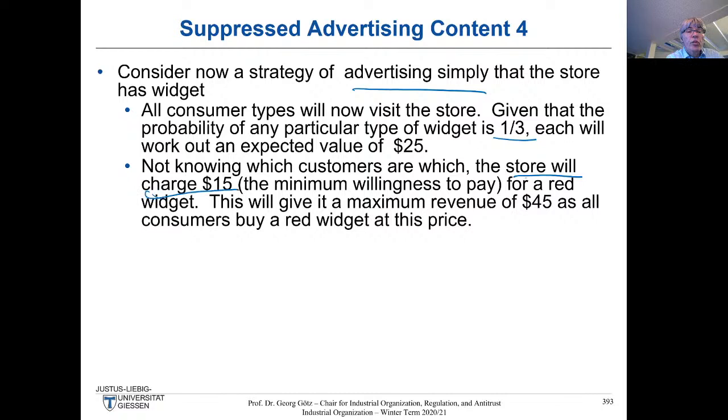And therefore, given we assume that if they are there, they can now observe what kind of product it is, the store owner can only charge 15, because 3 times 15, given we assume a marginal cost of 0, a further assumption here, is 45, which is more than if you sell 1 unit at a price of 40, or 2 units at a price of 20 each. Okay, so you get a maximum revenue of 45, and you will sell a red widget to everyone.